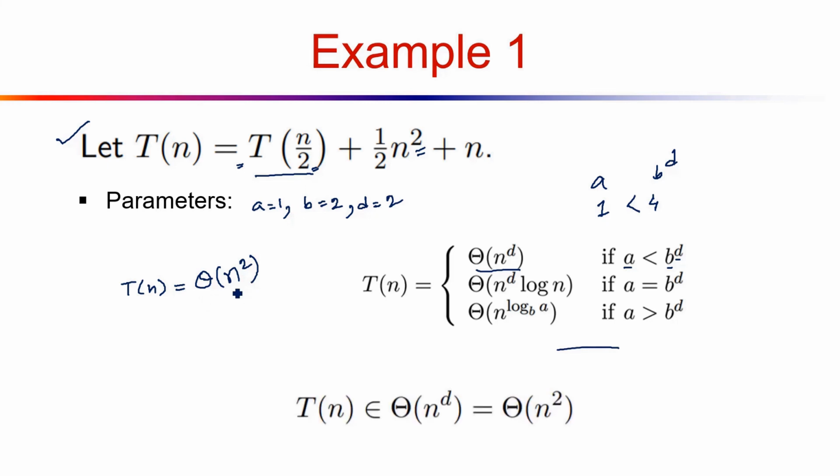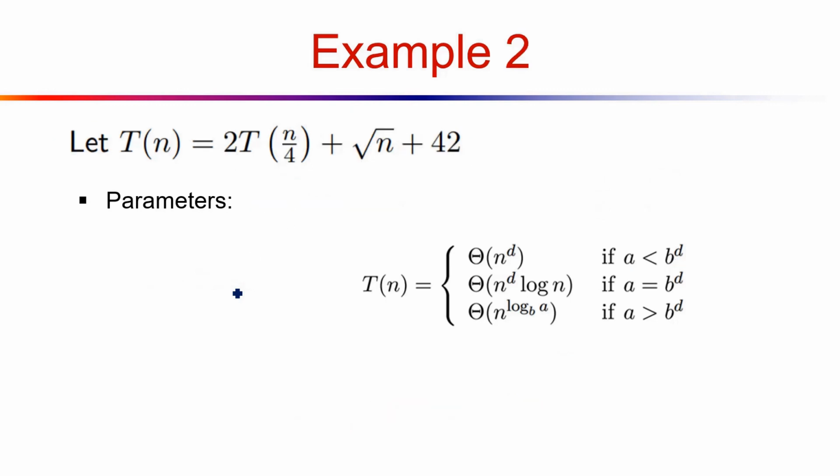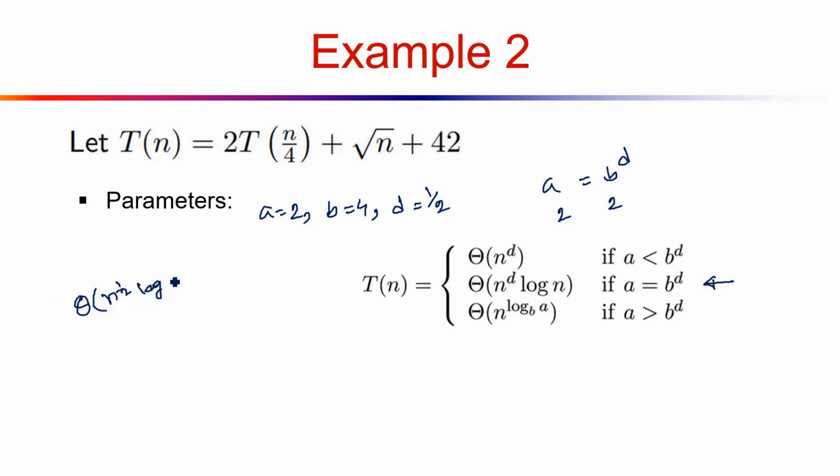So it's very easy. Let us consider another example. Here we see that a equals 2, b equals 4 and d equals half. So let us compare a and b to the power d. So a is 2 and b to the power d represents 2. So we see that a equals b to the power d. So this case will be applied. So the complexity will be big theta n to the power half log n. So it will be root n log n.